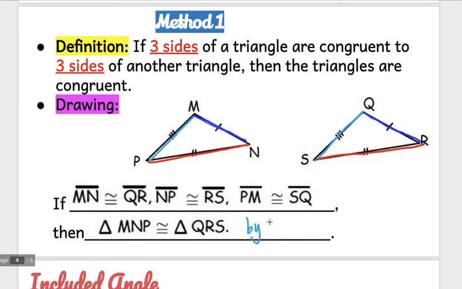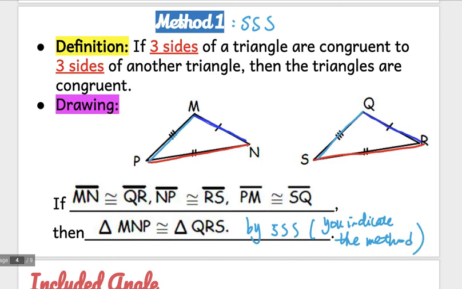This is by... As you can see, we use three sides, so we easily call this method SSS. Sometimes we say, hey, these two triangles are congruent by SSS, meaning you indicate the method. So this is called a solid proof. You indicate the method, which is SSS.